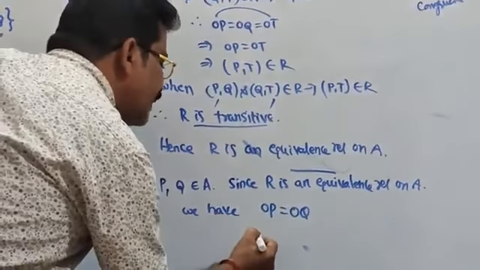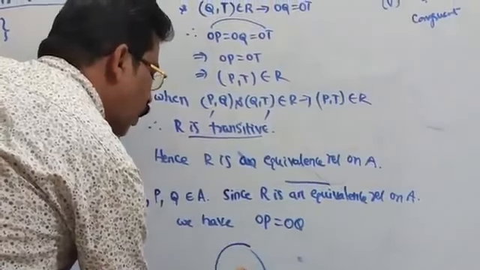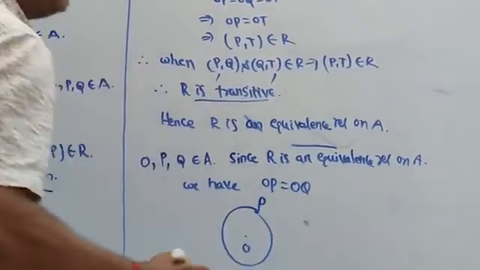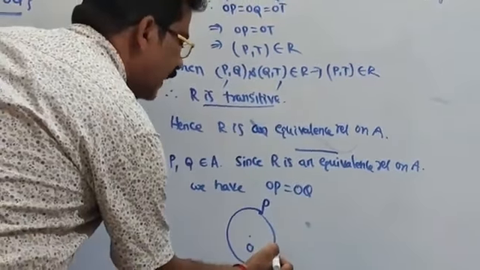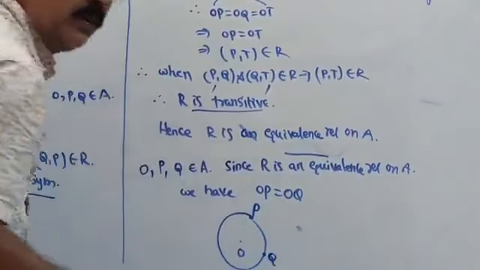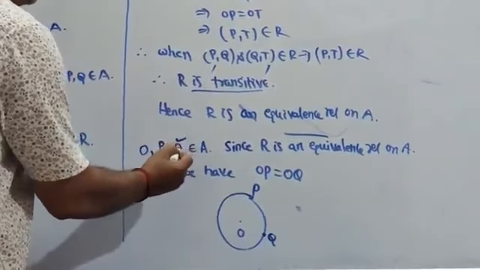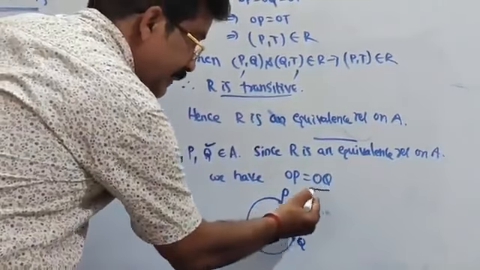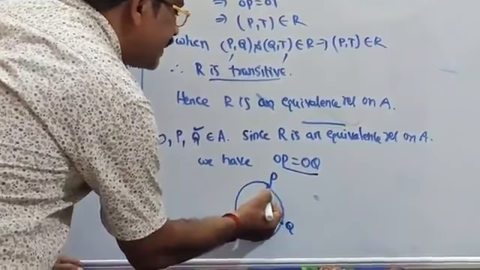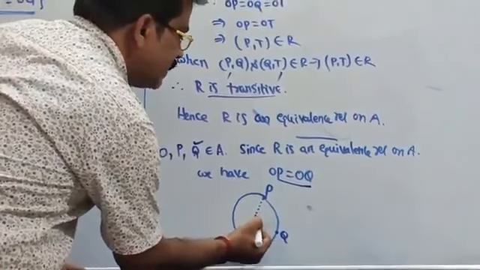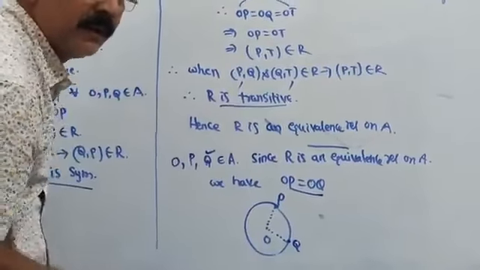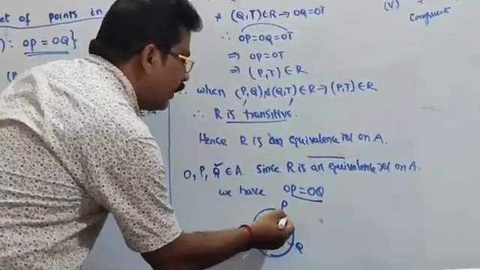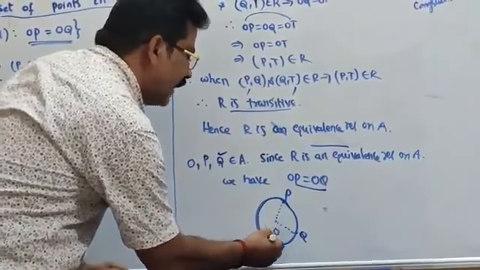OP is equal to OQ means O, P is a point in the given plane. We are taking another point capital Q, which of course belongs to the given plane. But here the condition is OP is equal to OQ. OP means this distance, OQ means this distance. So it is nothing but the locus of capital P or capital Q.